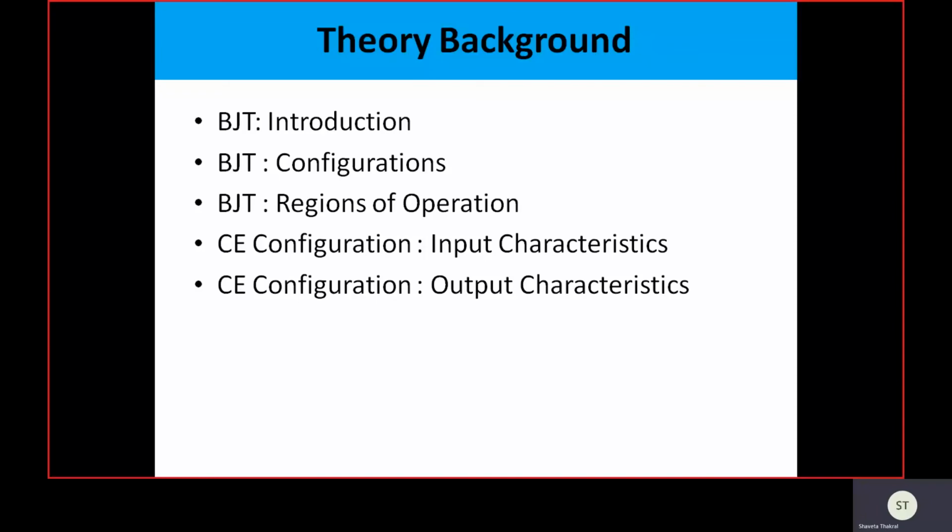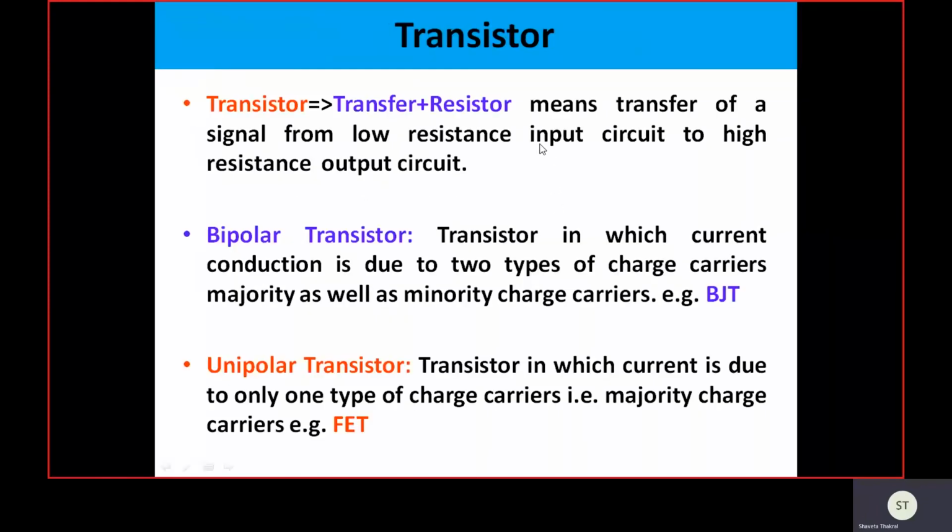I would like to give you some theory background about the introduction to BJT and the input and output characteristics of common emitter configuration. How do we define a transistor? Transistor consists of two words, transfer and resistor. It means there is the transfer of signal from the low resistance input circuit to the high resistance output circuit, and when the signal travels from the low resistance input to the high resistance output, the signal is said to be amplified. Amplification means boosting up of a signal, making the weak signal a strong signal.